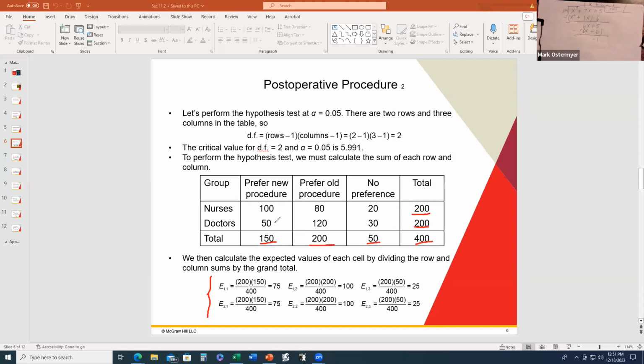So we have our observed frequencies, which are in the table, versus our expected frequencies, under the assumption that the null hypothesis is true. And we're going to look at the difference between those two, the observed and the expected frequencies, to see if there is evidence to suggest that there is independence or dependence between these two categorical variables.